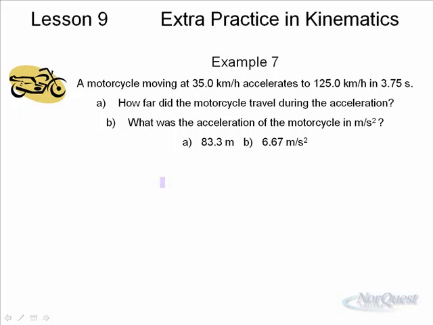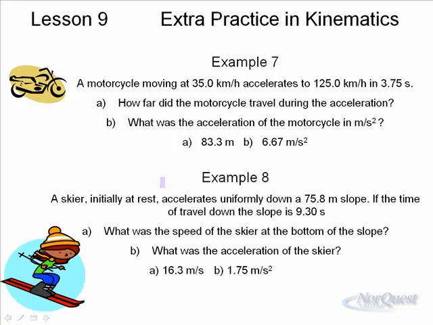All right, excellent question. And the last one: a skier initially at rest accelerates uniformly down a slope. The time of travel is 9.3 seconds. What's the speed? What's the acceleration? Of course, you're given initially at rest, so Vi is 0. The distance that she traveled is 75.8. The time of travel is 9.3. The final velocity is one of those fourth unknowns, and the acceleration can also be a fourth unknown. You have to pick the right equation in order to do these.